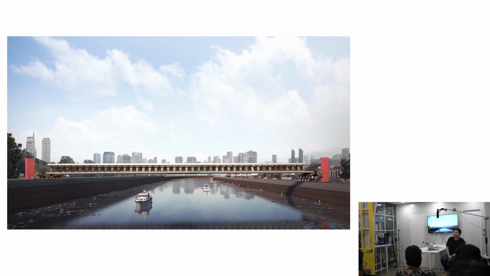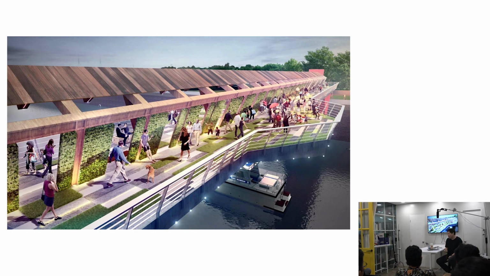So how we can do this is by making the bridge itself a destination. The bridge is a connecting space. It connects two sides of the river. But it also serves as a hub. Any bridge is a hub because it's a connection point that brings two sides of the river together. So it is a place where two communities meet, or even more.